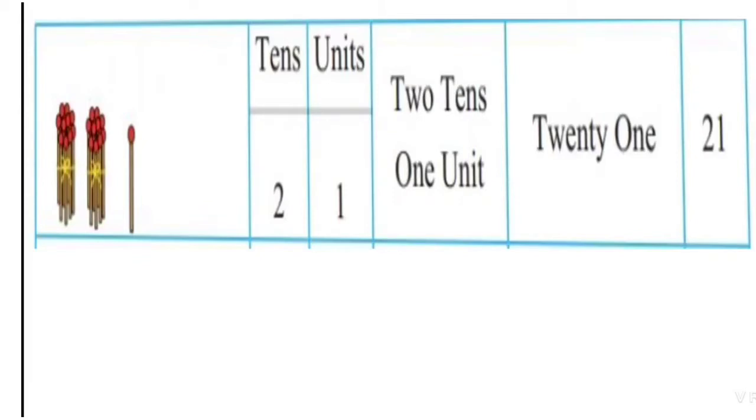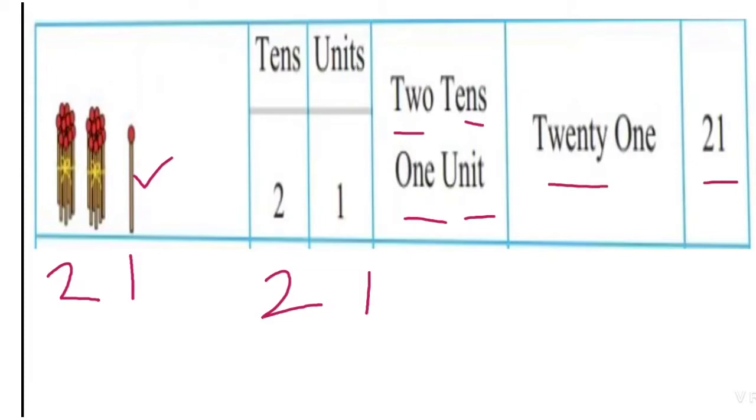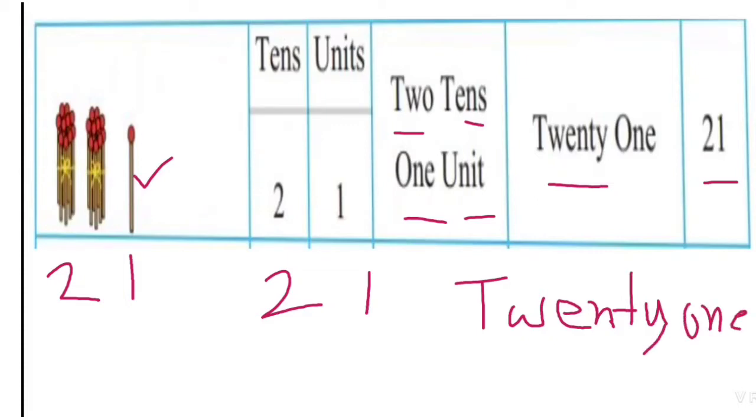How many bundles of 10 matchsticks? There are 2 bundles of 10 matchsticks. It means 2 tens, and this is 1 matchstick. It means 1 unit. 2 tens 1 unit 21. The spelling is TWENTY 20, ONE 21.